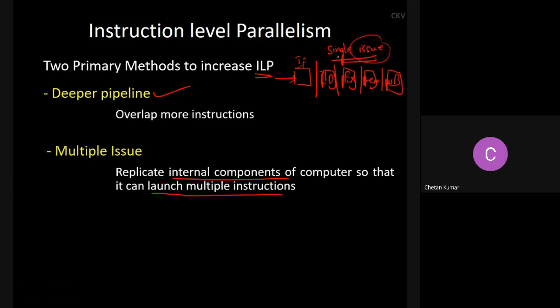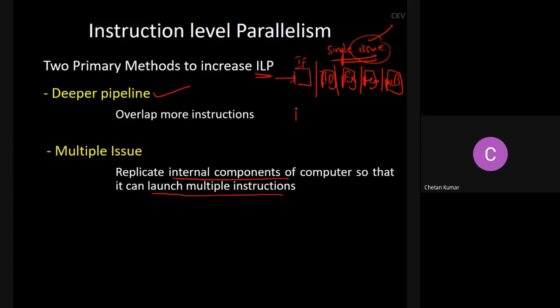Issue has a different meaning in an advanced architecture sense, but we'll try to simplify this, and assume that issue is basically how many instructions you will be able to fetch at a time, and then decode and so on. So it's like a single issue processor.